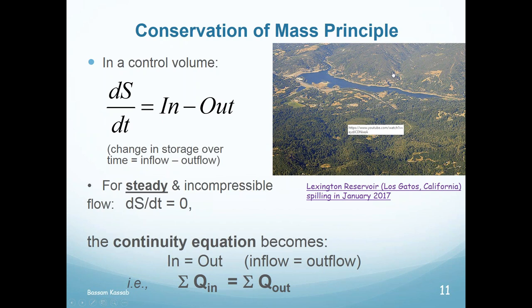So if this is your control volume, I'm drawing a circle around the reservoir, and what comes in is the inflow. What comes out is the flow from the outlet pipe or from the spillway. Outlet pipe or spillway allows you to release water from the reservoir. But also you have outflow through evapotranspiration. Evaporation is an outflow from the reservoir.